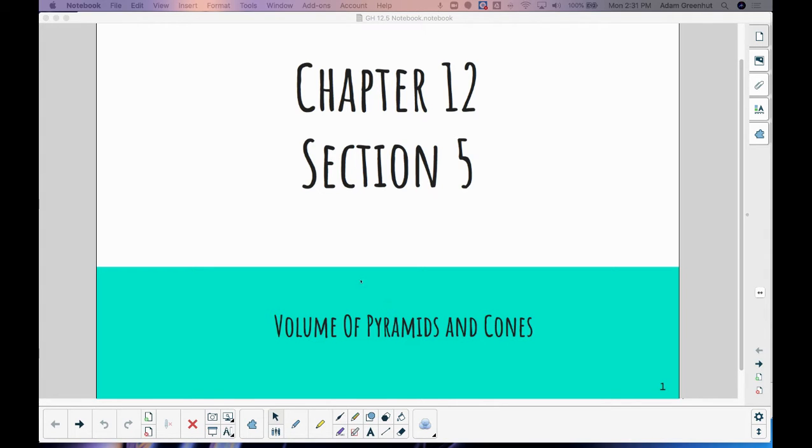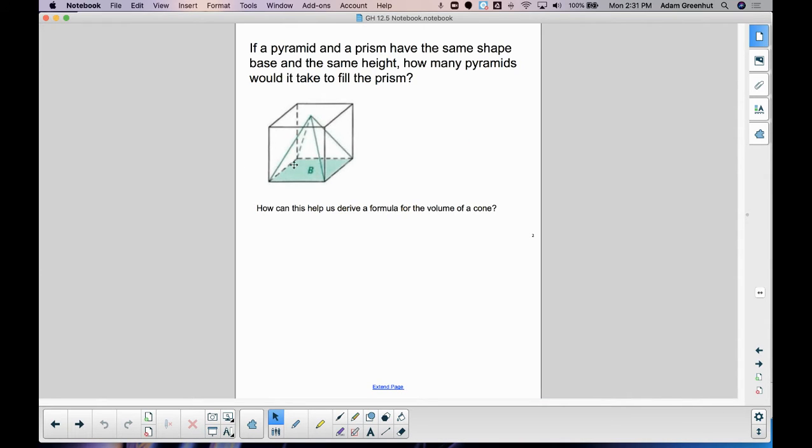Right, 12.5, volume of pyramids and cones. So we're going to use the volume of a prism formula to figure out what the volume of a pyramid formula is. So how can we do that? Let's see if we can do some comparison.